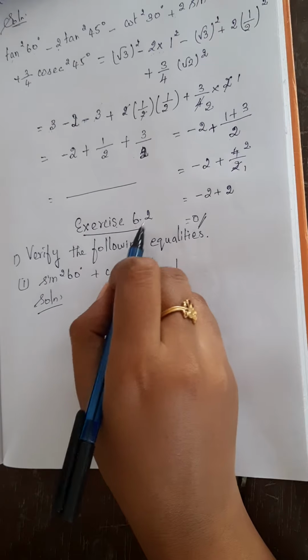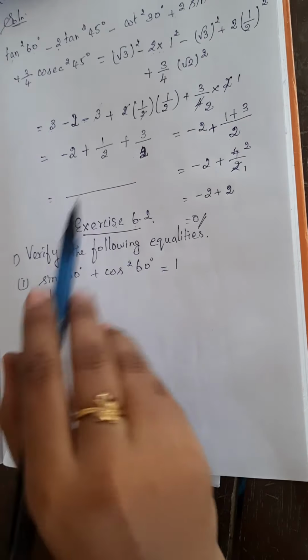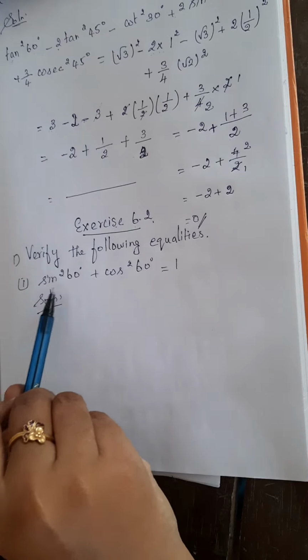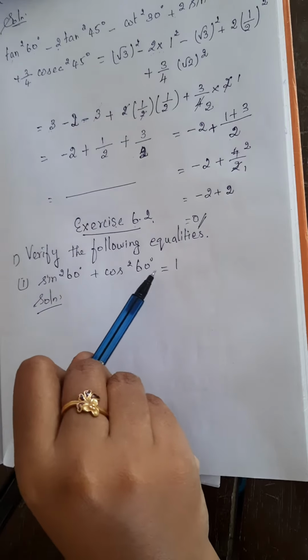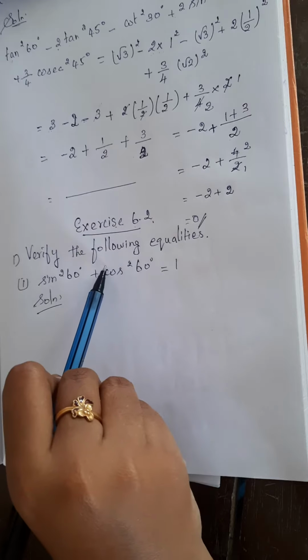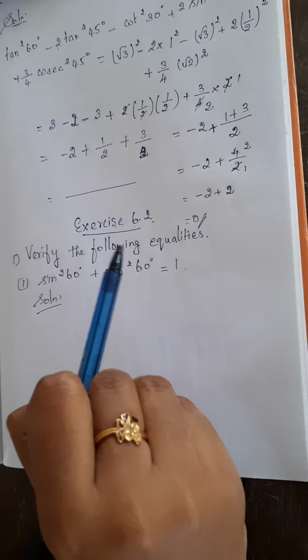Next, exercise 6.2, first problem. Verify the following equalities. We have 4 problems. We can do one by one. First, we have to prove sin square 60 degree plus cos square 60 degree equal to 1. So when we simplify this part, the answer will be 1. We have to prove the answer is 1.